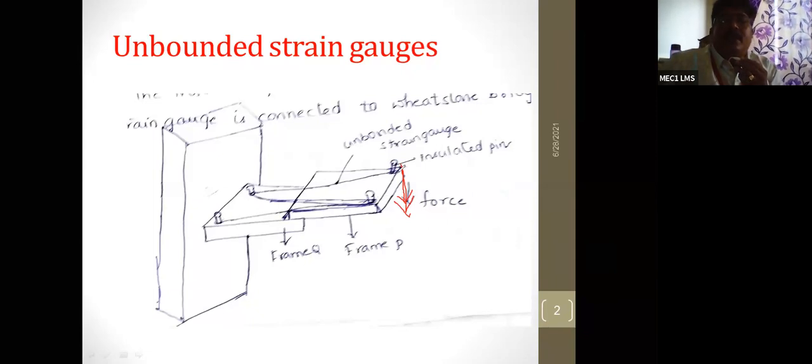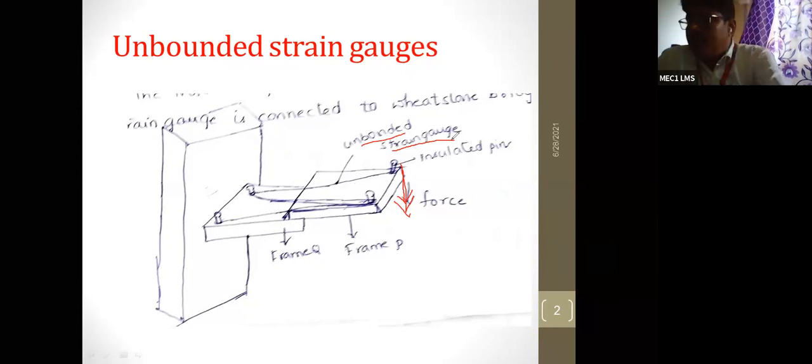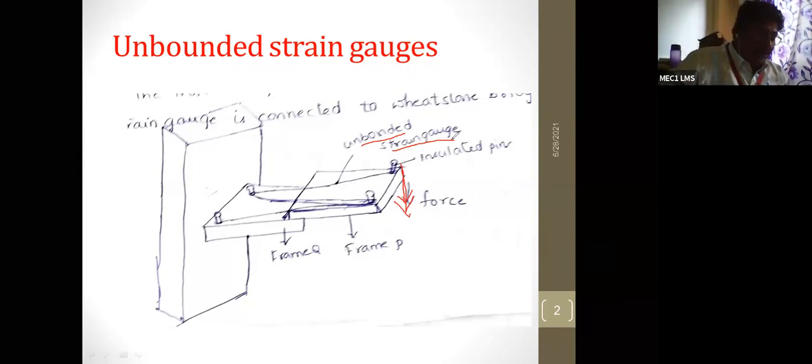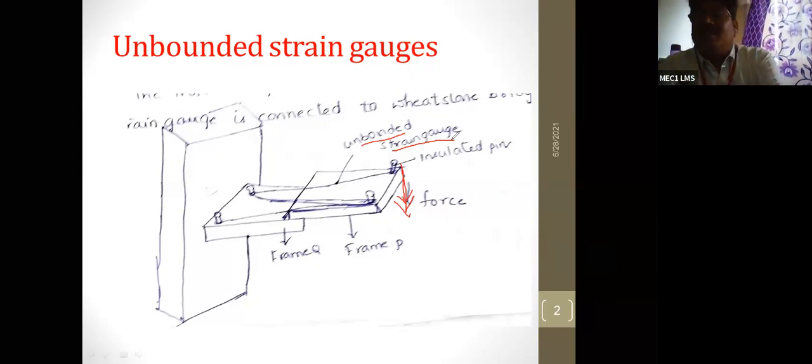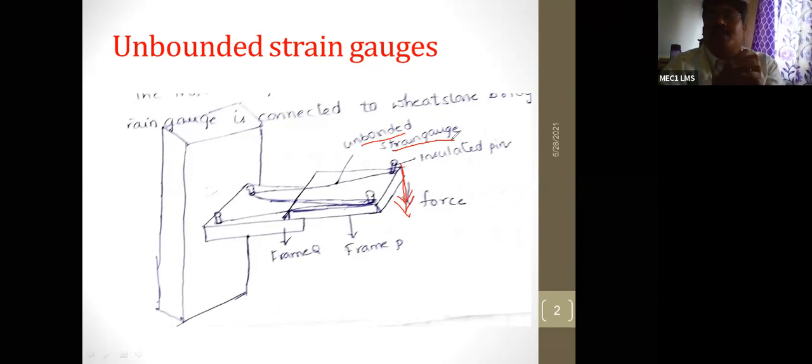With the help of this unbonded strain gauge, which is arranged through the insulated pins, these strain gauges are nothing but like a wire. It is like a wire. Yesterday I showed you different types of strain gauges with some conductor wires, right? Here, again I'm repeating, all of you listen carefully.